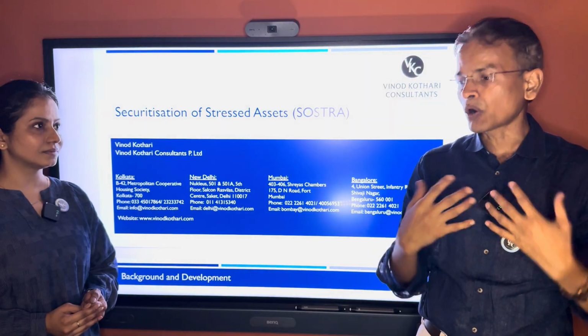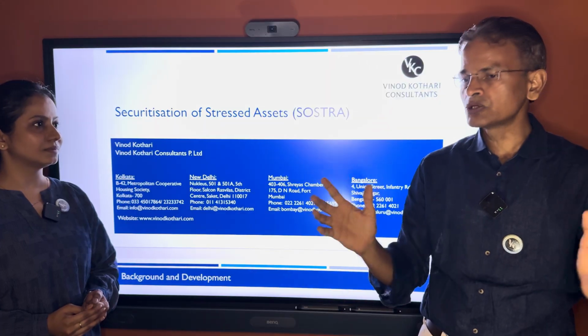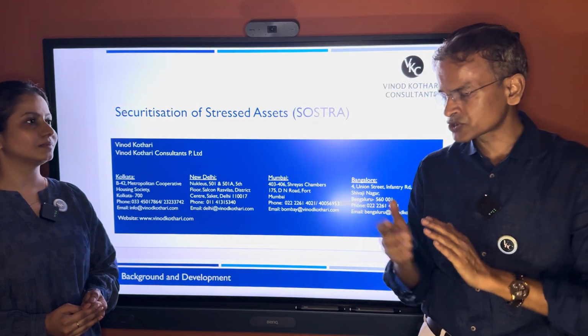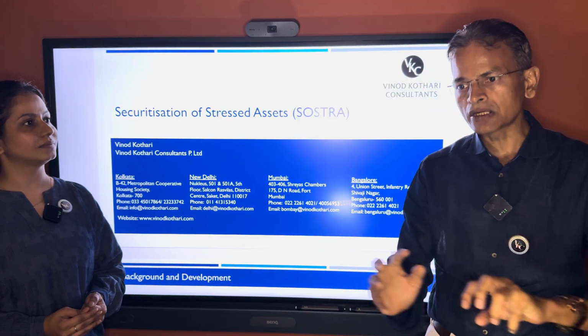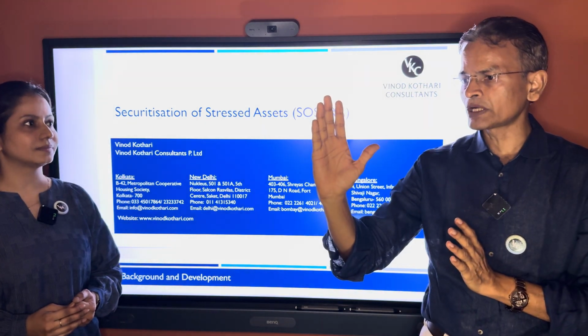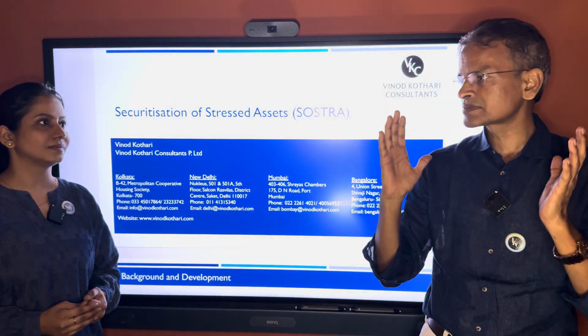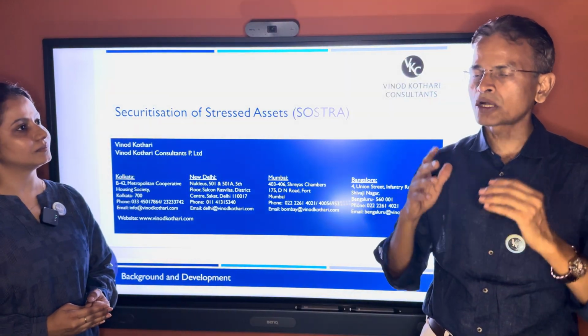There wasn't any mechanism to convert those pools of loans into securities, because as you mentioned, the so-called SSA framework completely excluded the non-performing loans. I could go up to 89 DPD, but the moment the loan becomes 90 DPD, I couldn't add it as a part of a securitization pool at all.